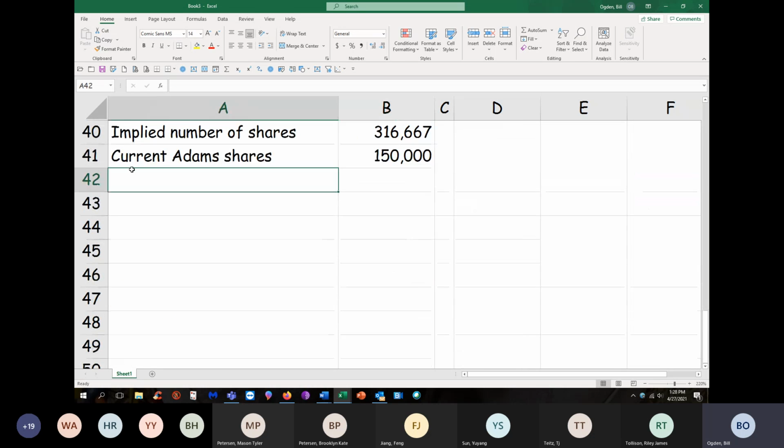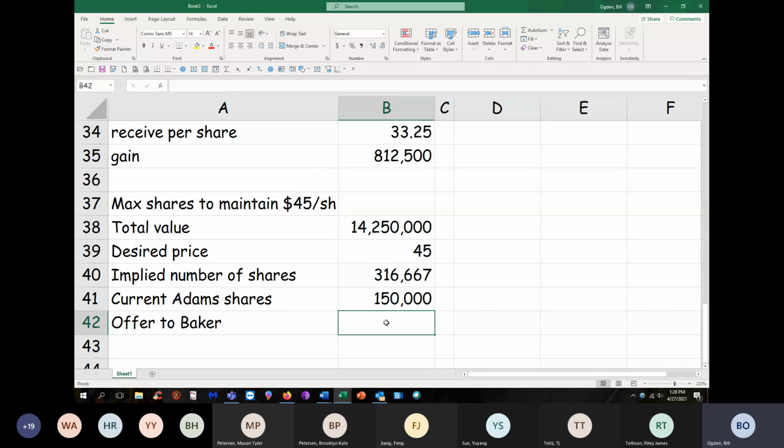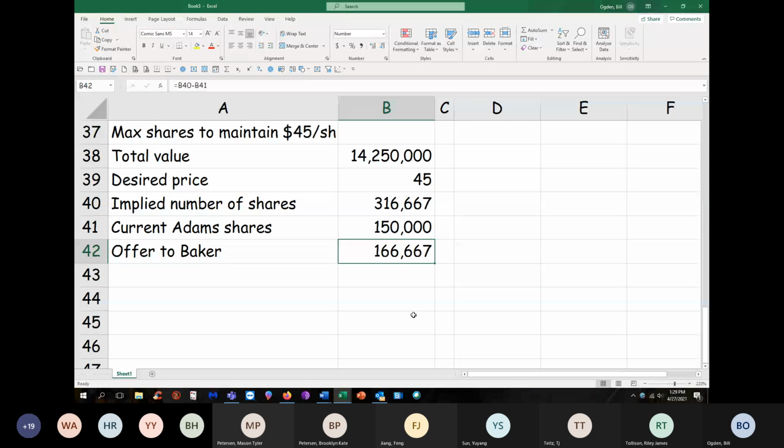So what can they offer in order to keep their price at $45 per share? Well, they can have no more than 316,667, and they have 150,000 right now. So what's the most they can offer to Baker and keep their $45 share price? They can offer them 166,667. All right.